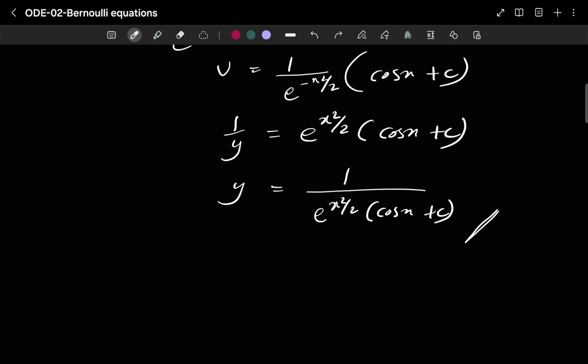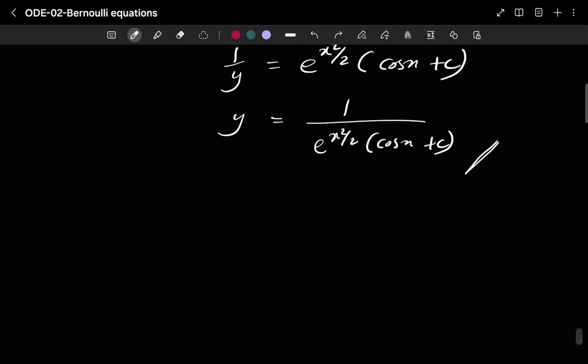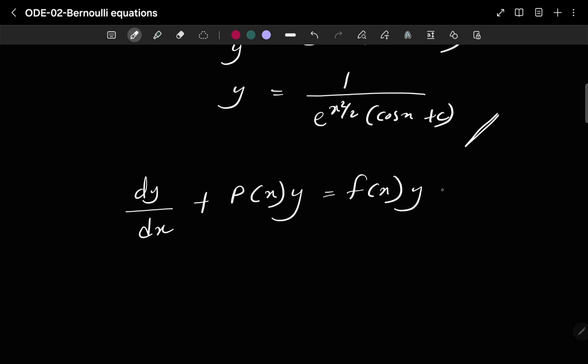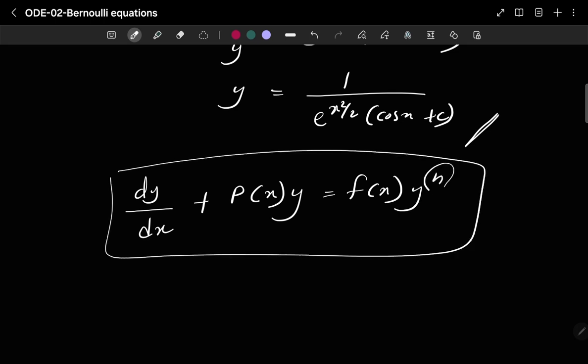If I make a recap, the type of the Bernoulli equation is dy/dx + p(x)y = f(x)y^n. This is the format of the Bernoulli equation, with y to the power n here. I hope you have gotten a nice, clear idea about this Bernoulli equation and how to solve them.